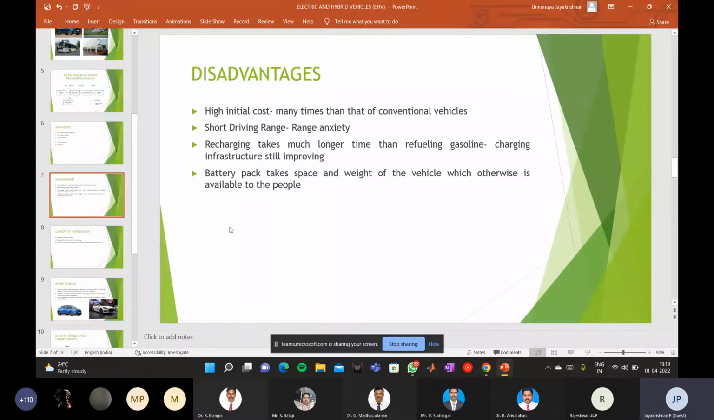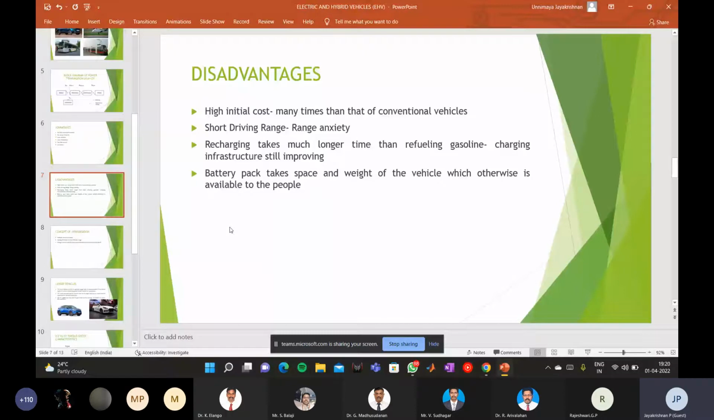The next is recharging. There is a fast charger, and EV owners also provide slow charging at their premises, and this will take a much longer time than refueling diesel or petrol vehicles. If we go for fast charging, it will take almost 45 minutes to charge from 20% to 80% of the vehicle. After this 80%, the fast charger will also take a much longer time. From 20 to 80%, it will take only 40-45 minutes.